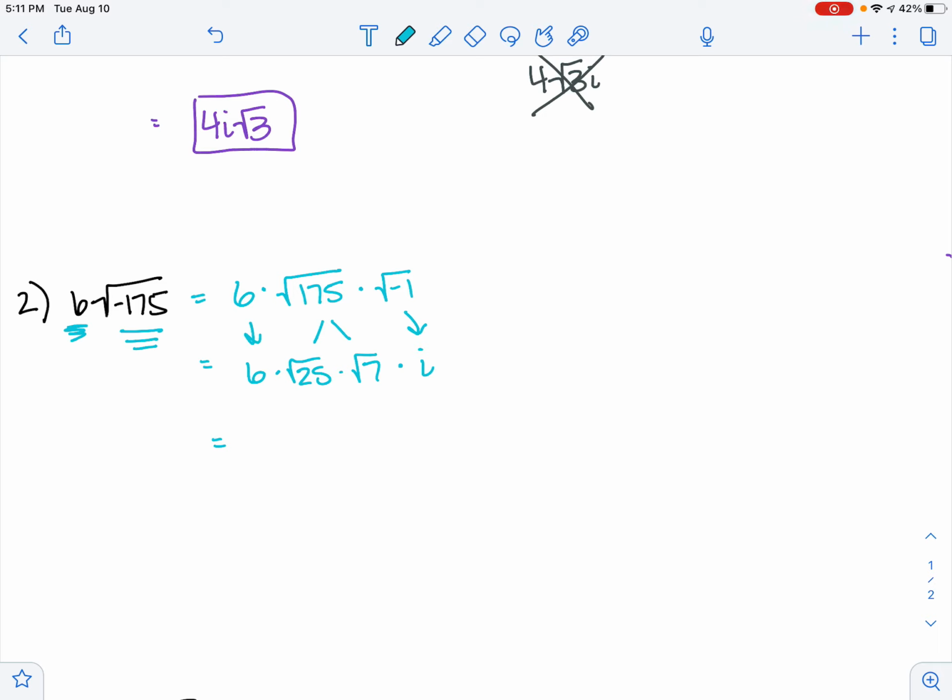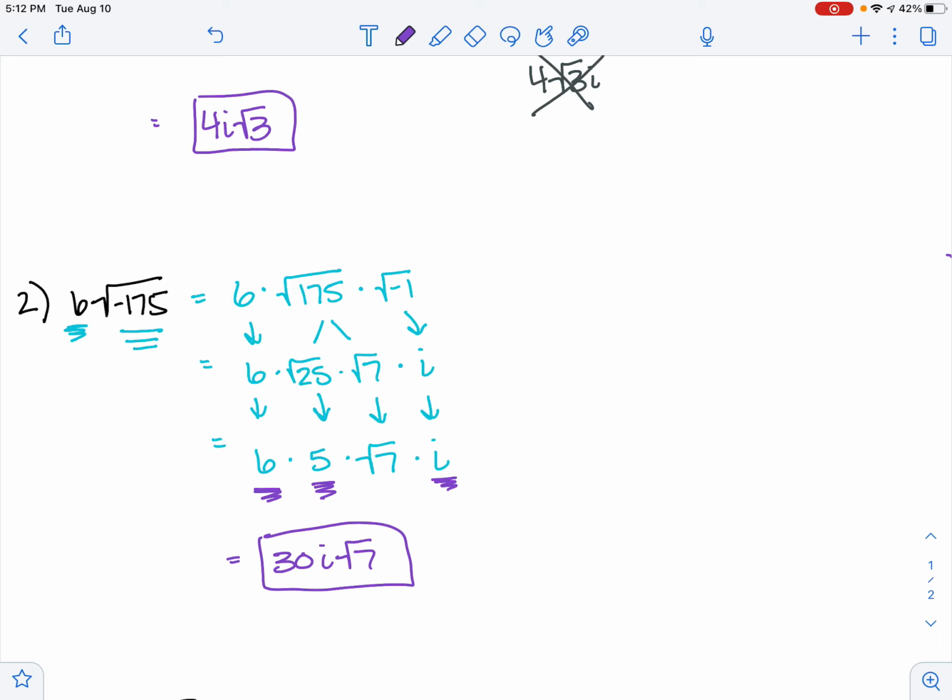So let's simplify a little bit further. I'm going to bring down that 6. The square root of 25 is 5. The square root of 7 cannot be simplified, so I'm going to bring that down. And then I have i. Let's multiply everything that needs to go together in front of the square root symbol. So 6 times 5 times i is 30i. And then we're going to bring down our square root of 7. So our answer is 30i square root of 7. This is one term.